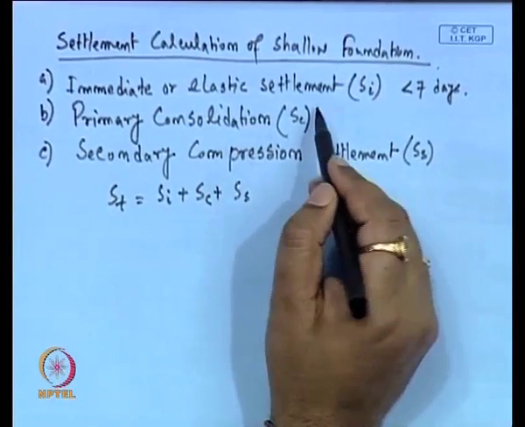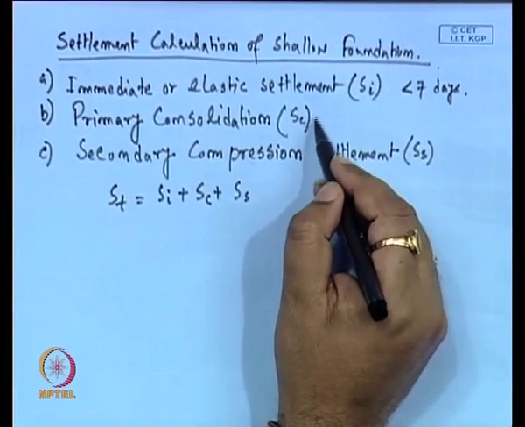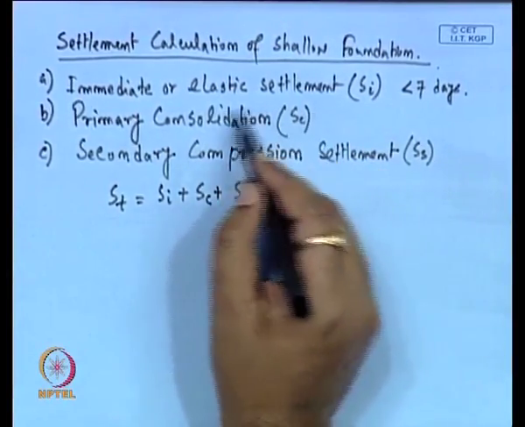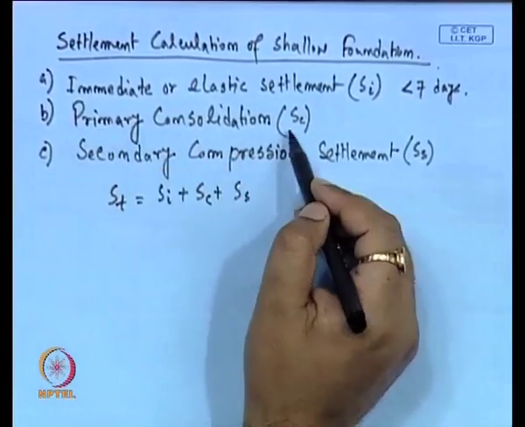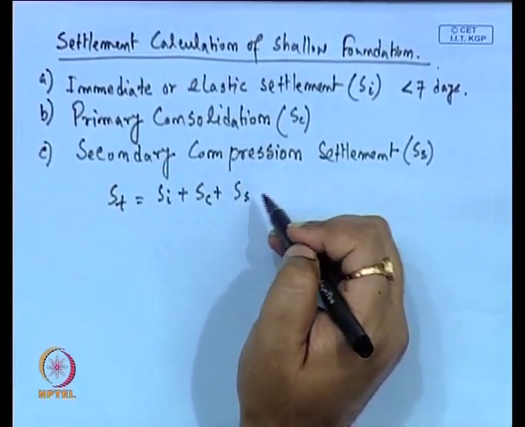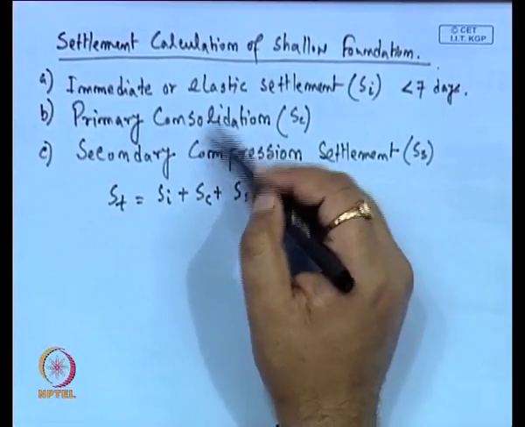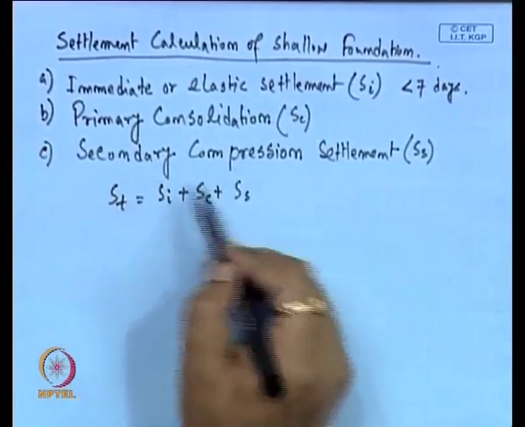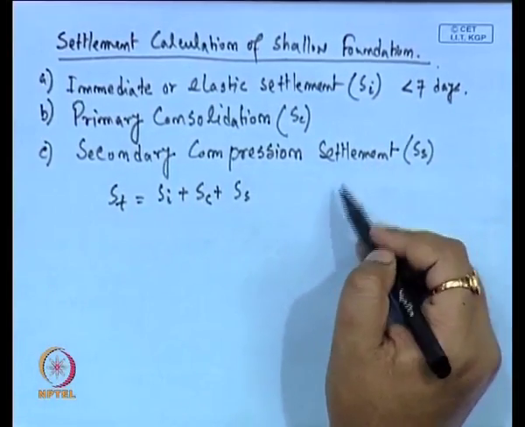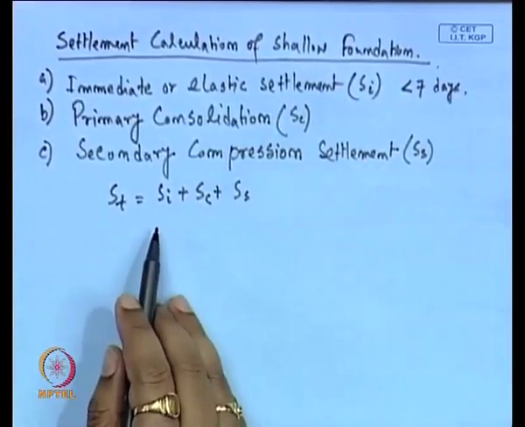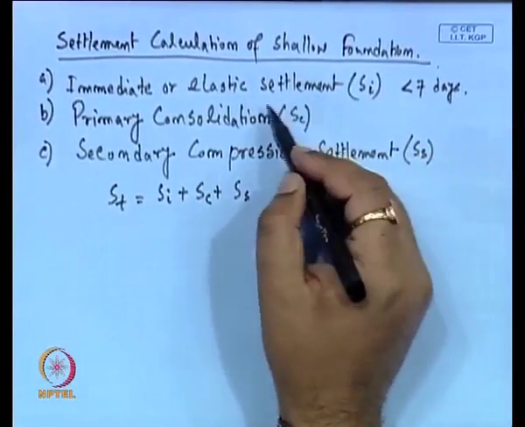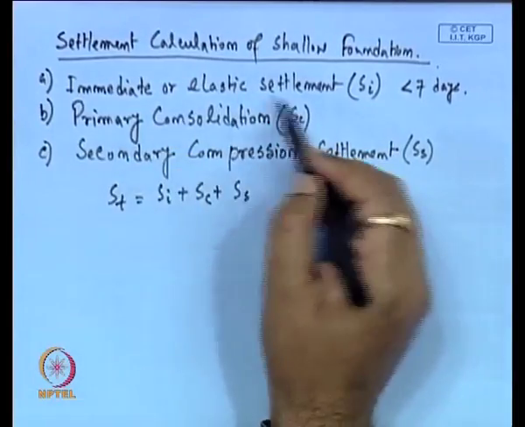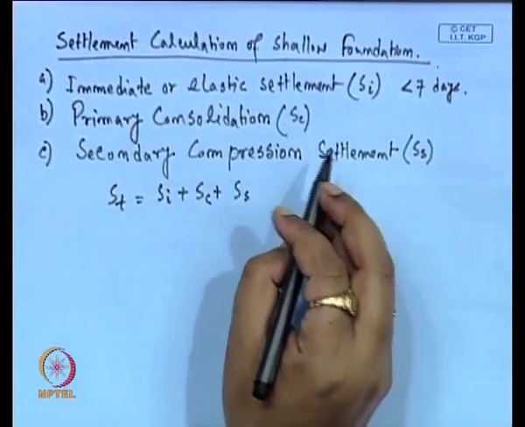Similarly, if it is a clay soil, especially inorganic clays, then primary consolidation settlement is the maximum amount of settlement compared to the other two types. Similarly, if it is an organic clay, then secondary compression settlement is more compared to the other two types of settlement. So, in short, for granular soil the immediate settlement contribution is more, and for clay soil the consolidation settlement is more.